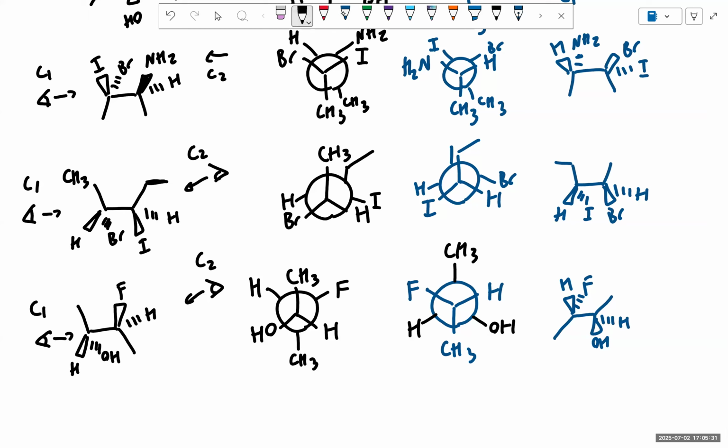So with that, we've discussed all of the possible ways to draw Newman projections from Dash-Wedge structures, and we've discussed how to rotate carbon-carbon bonds in Newman projections to draw new Dash-Wedge structures. So this concludes this bonus supplementary lecture focusing on Chapter 3, Newman projections.